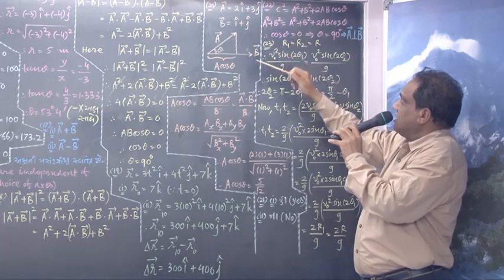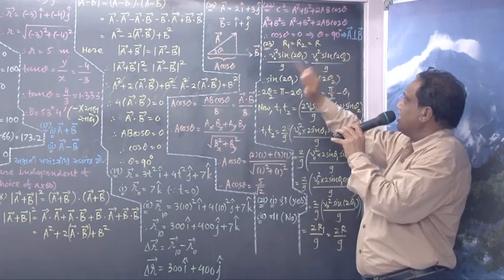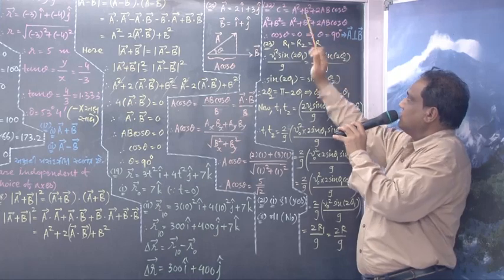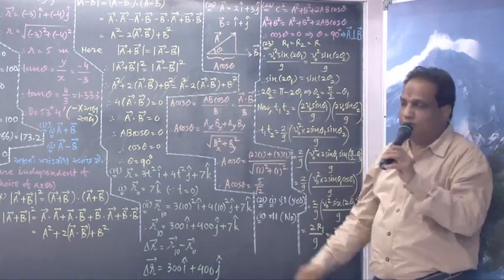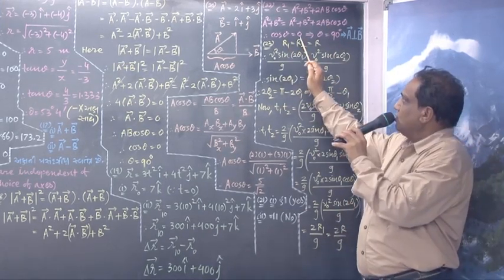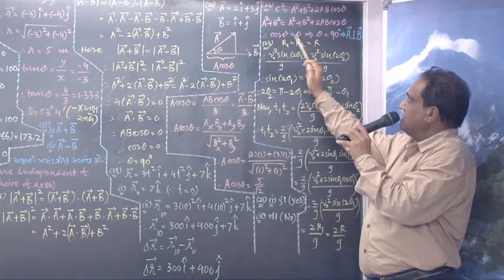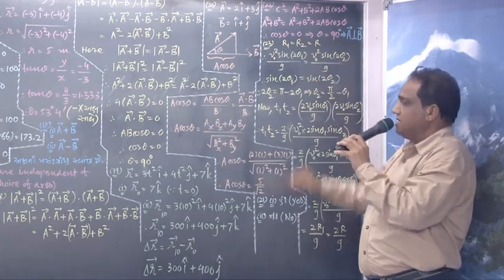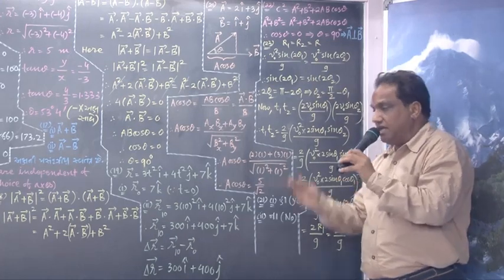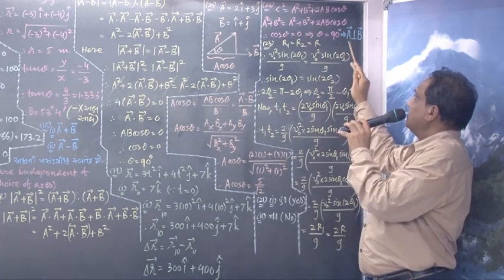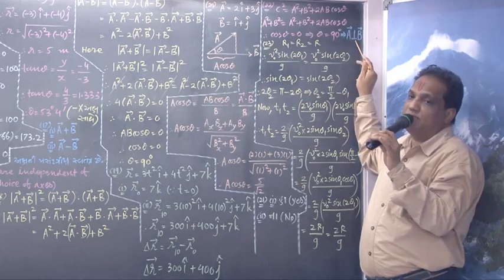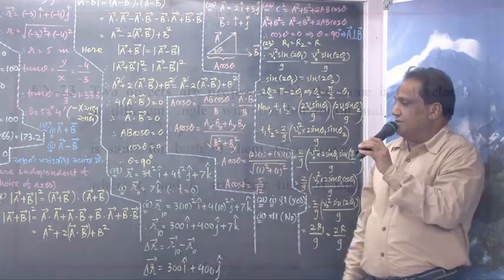A square will cancel. B square also will get cancelled. So 2AB cos theta equals 0, meaning thereby cos theta equals 0. When cos theta is 0, theta must be 90 degrees. What is theta? The angle between the two given vectors, and if it is 90 degrees, both the vectors must be mutually perpendicular. Next.